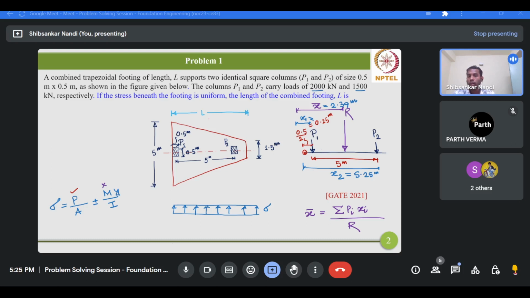Are you getting my point? This 5 meter distance is given. Otherwise it will be very difficult to calculate this L. Then you cannot calculate this resultant. You can calculate the CG, but you cannot calculate the location of the resultant if you don't know the distance between these two rows. Okay, so I hope I answered your question.